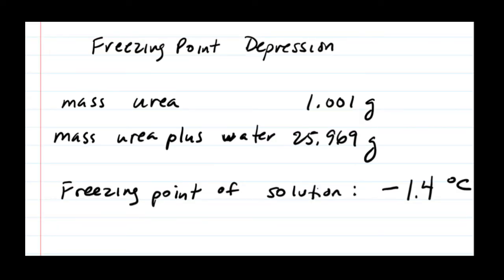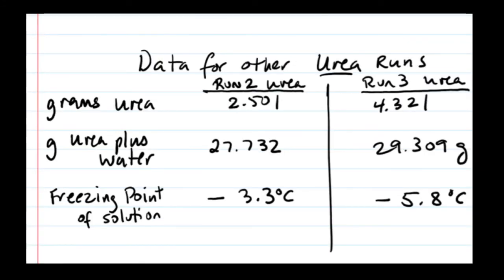So this is just a summary of the data for the urea run that we just completed. It gives the mass of urea that was measured, the mass of the urea plus water, and then it gives the freezing point of the solution. This experiment was repeated for 2 other masses of urea, and you can see those masses are given here. And also the masses of the urea plus water for each of those runs are given here, and the freezing points that correspond to those runs.